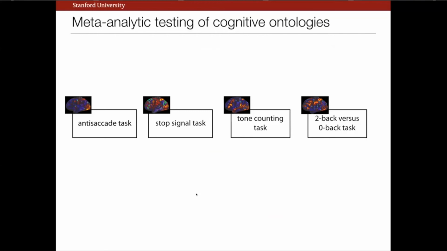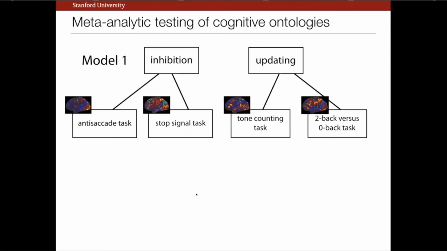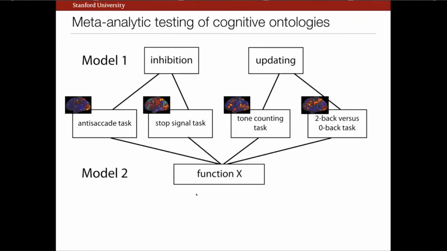We haven't done this yet, but this is one of the next steps for us. Let's say you have 4 different tasks and there are 2 different theories about how those tasks work. You can think of cognitive theories as really implementing a cognitive ontology in many cases. So let's say one group has a model that says these 2 tasks involve something called inhibition, and these other 2 tasks involve something called updating, and somebody else has a model that says no, those all rely on the same cognitive function X. And obviously, you'd want your version of this to actually do this kind of testing.